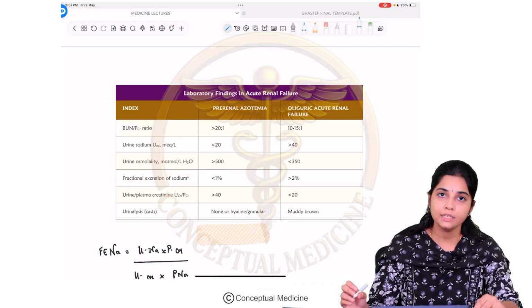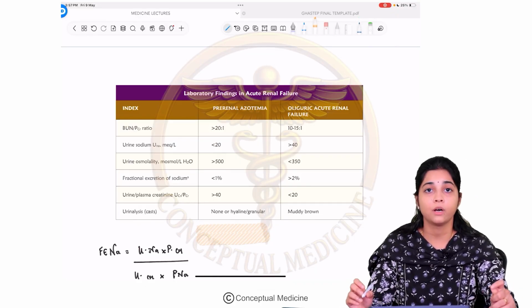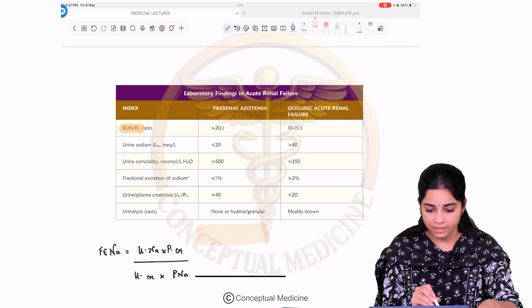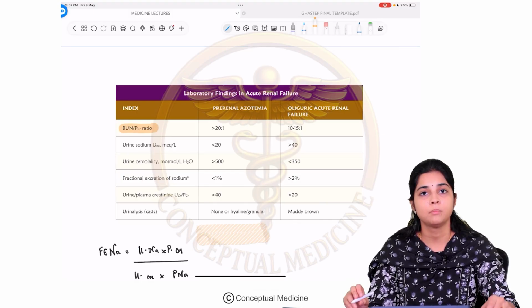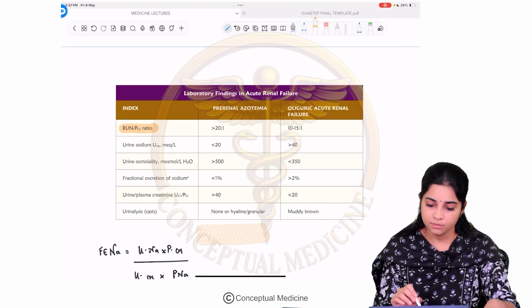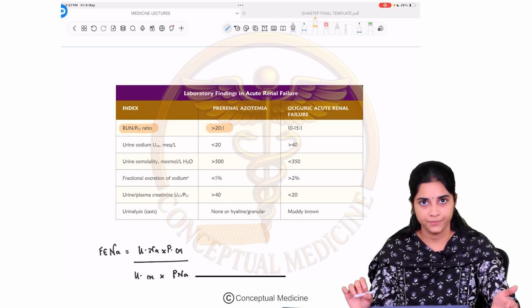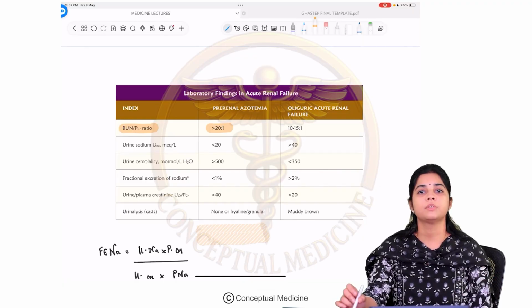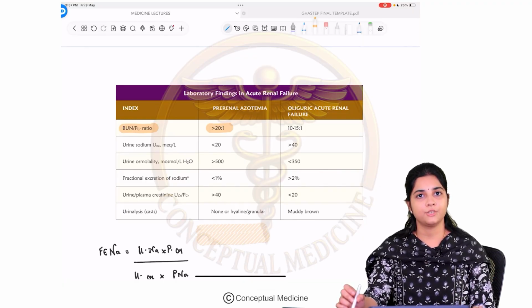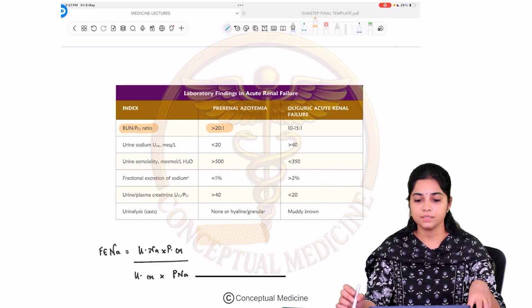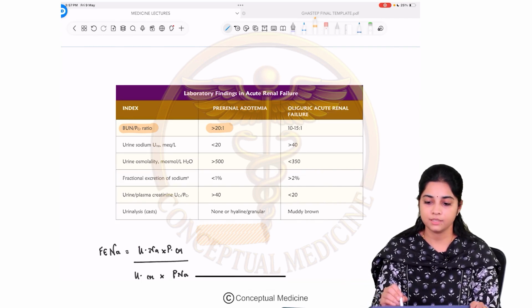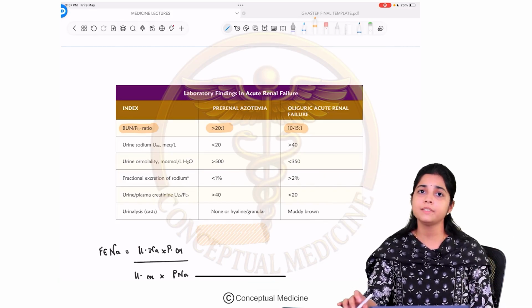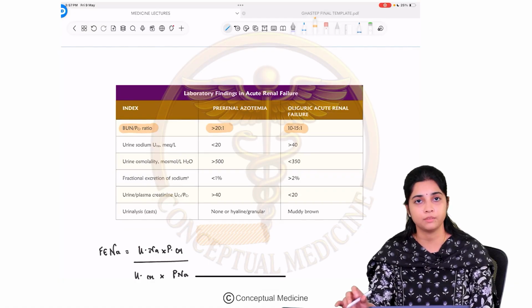Right? So, the hallmark feature in prerenal AKI is your BUN by plasma creatinine ratio. The BUN by plasma creatinine ratio is more than 20:1 in prerenal. So whenever you see a patient with acute kidney injury, look at the BUN creat ratio. If the BUN creat ratio is more than 20:1, then this is a prerenal cause. If it is 10 to 15:1, then you have to think of intrinsic AKI. What are the causes for intrinsic AKI? We have discussed, and we will discuss further as well.